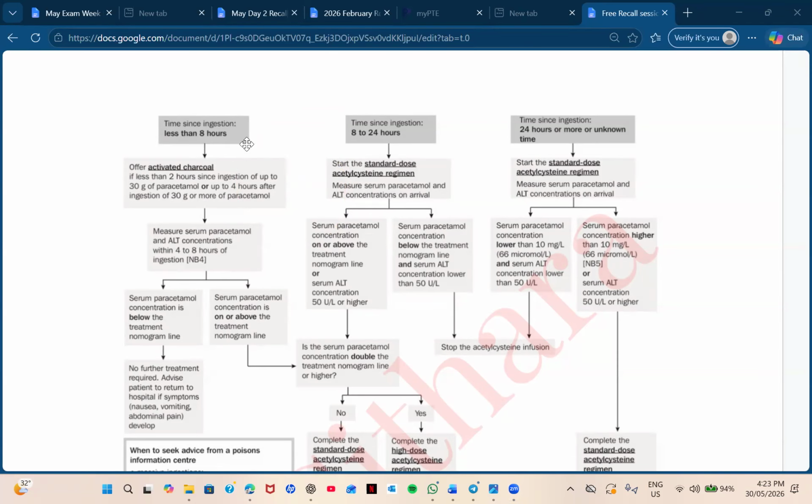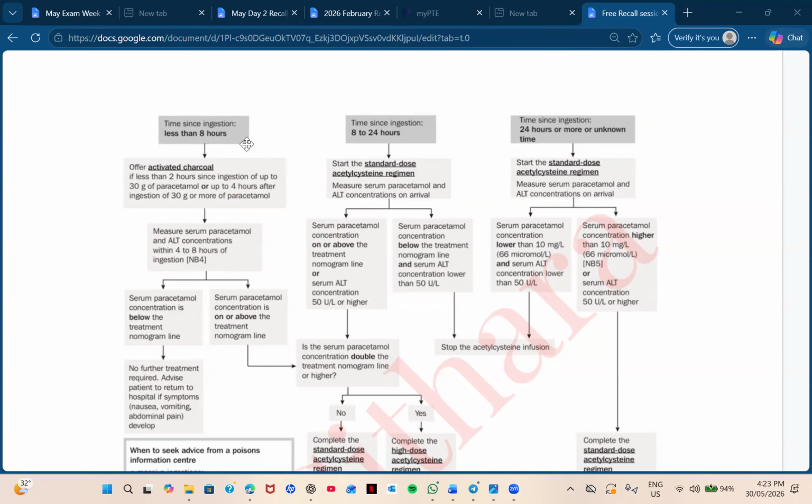So if it is less than 8 hours, let's discuss. First of all, tell me why we choose 8 hours. What is the reason behind it? Okay, doctor, after the session I will tell, okay? Because yes, liver toxicity. How liver toxicity? Usually higher doses of paracetamol take at least 8 hours to cause liver damage, right? That is why we chose 8 hours.